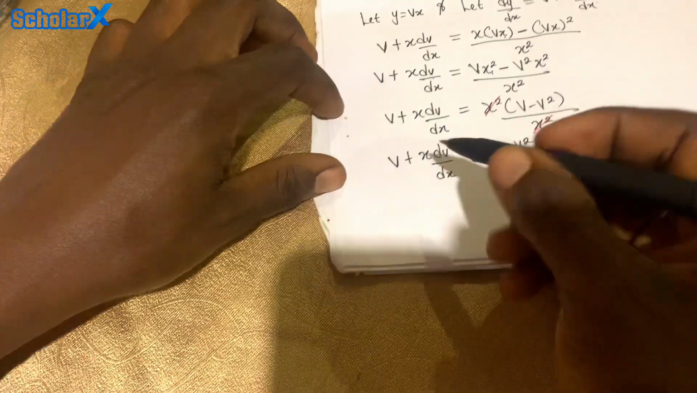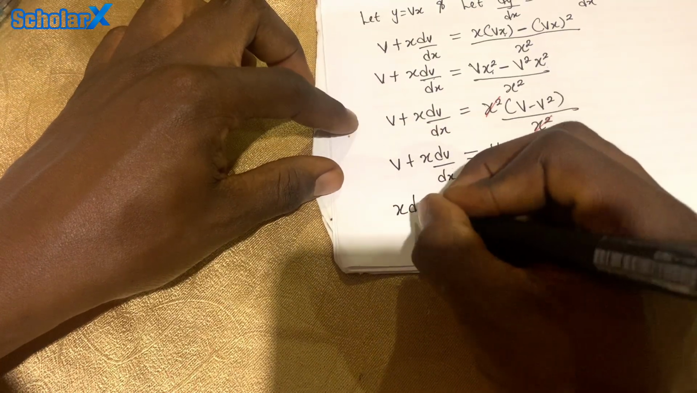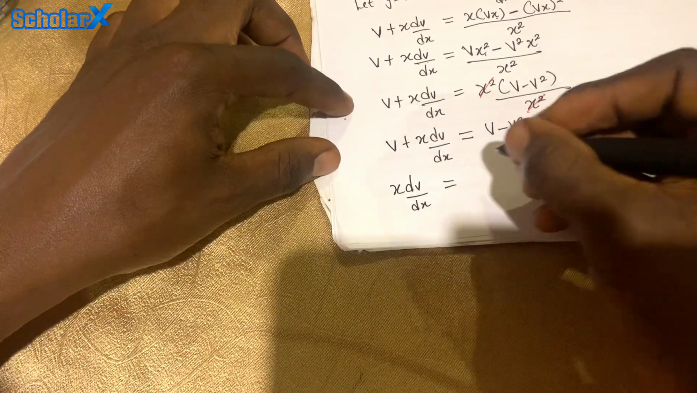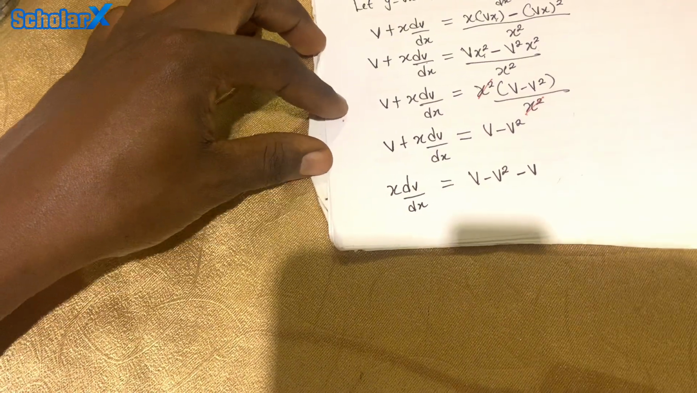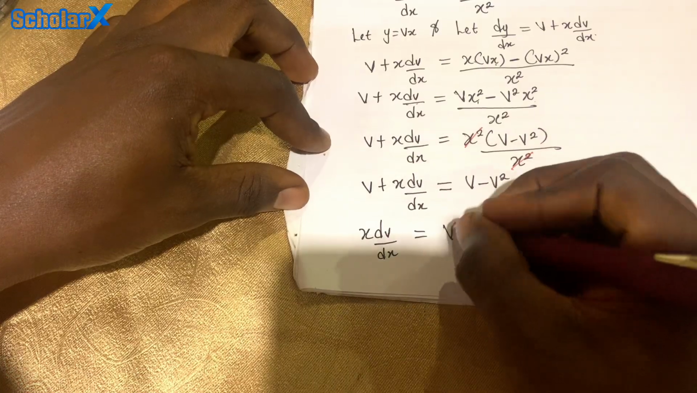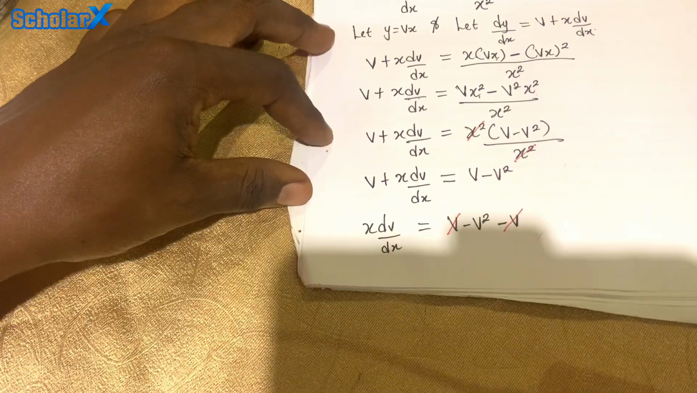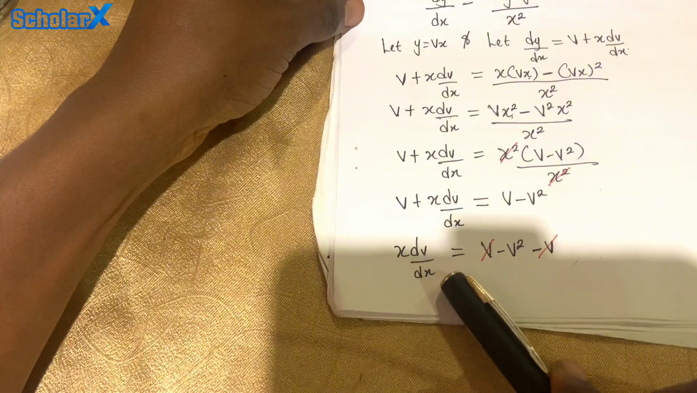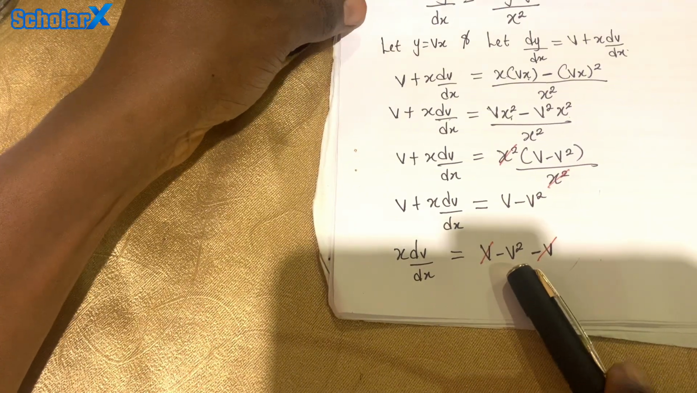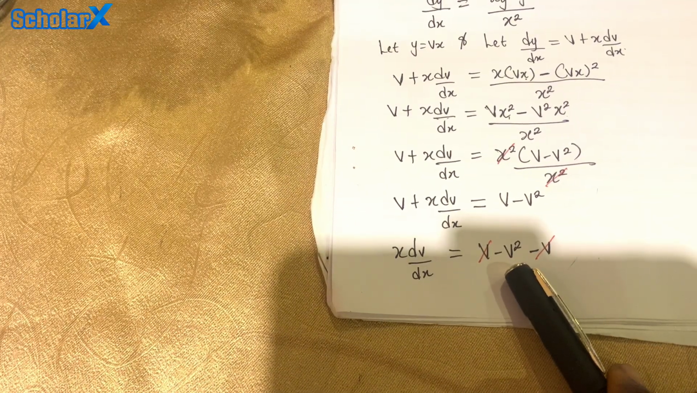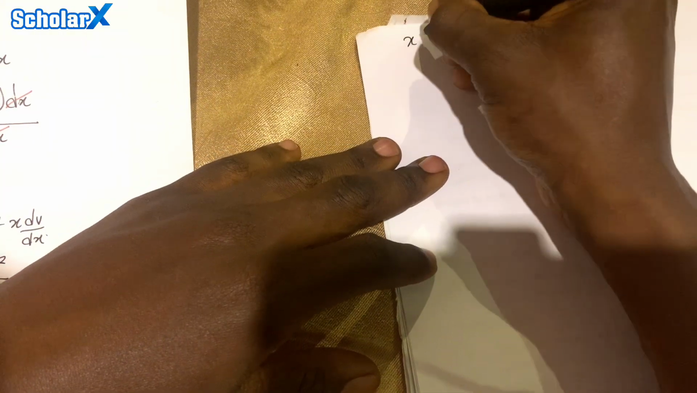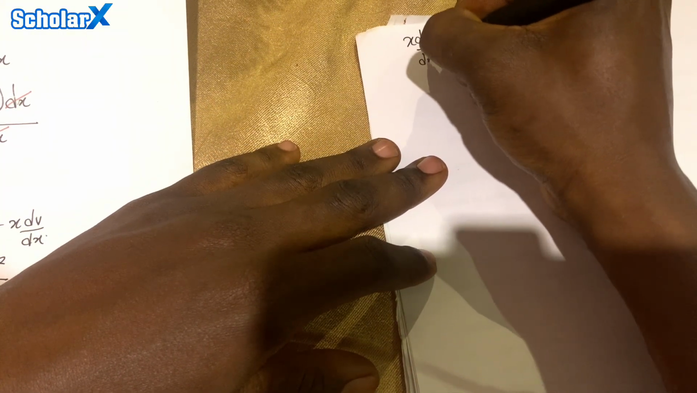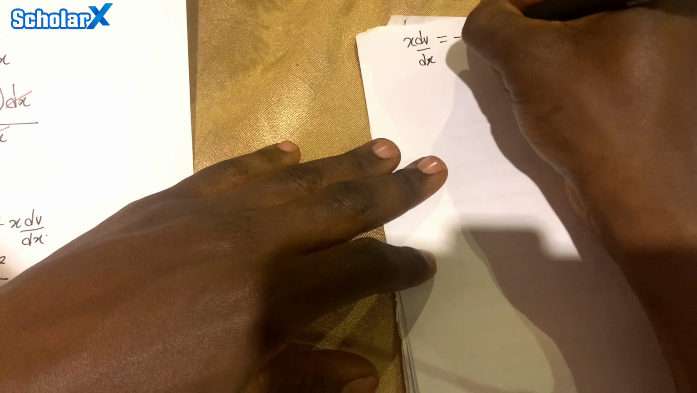So we take this v to the other side. We're going to have x dv/dx equal to v − v² − v. Now we're going to find out that plus v is going to eliminate minus v. So we're going to be left with x dv/dx equal to −v².